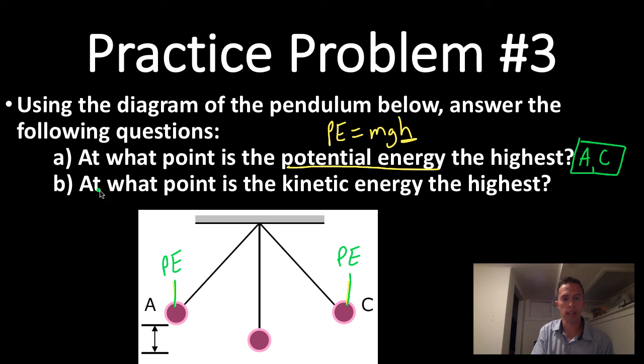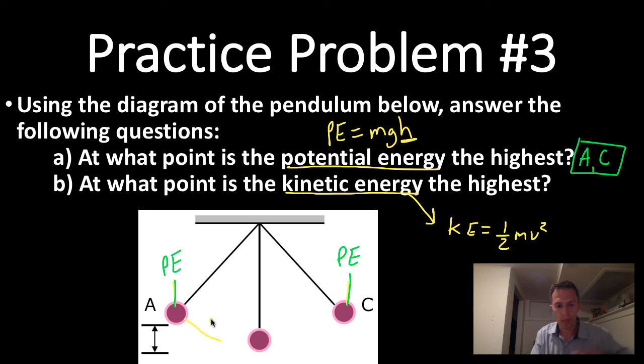Now let's answer B. It says, at what point is the kinetic energy the highest? Kinetic energy, if you remember its formula, is equal to 1/2 mv squared. And so we're looking at the point on this pendulum where the velocity is going to be the highest. We talked about this in class a lot about a pendulum, but as you let the pendulum go at point A, that potential energy is going to be transferred. Let me go to a different color again, green. That potential energy is going to be transferred into a different type of energy.